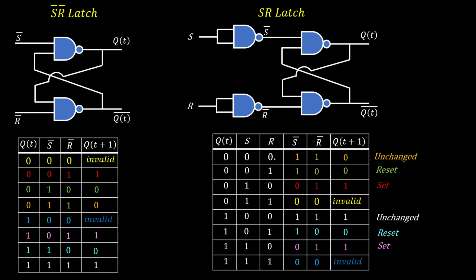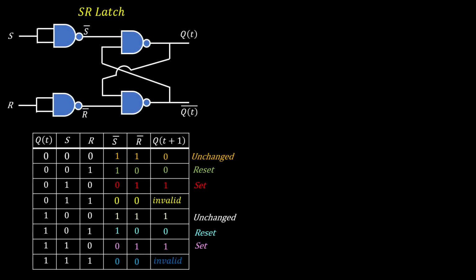So this is the truth table, or state table, for SR latch. If S and R both are 0, no change in state. So state is unchanged. When only reset is high, next state is reset or 0. When only set is high, next state is set or 1. When both inputs are high, then it is invalid state. When both inputs are 0, present state is equal to next state, so unchanged state. When only reset is high, next state is reset. When only set is high, next state is set. When both inputs are high, it is invalid state.